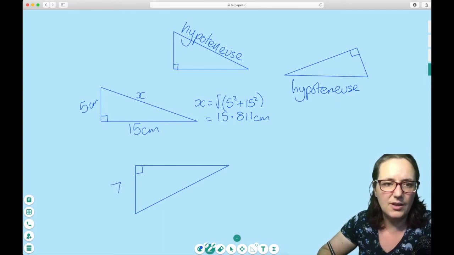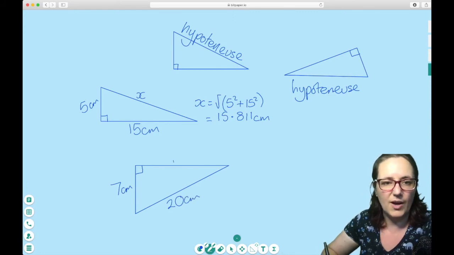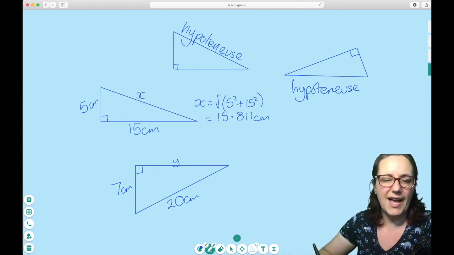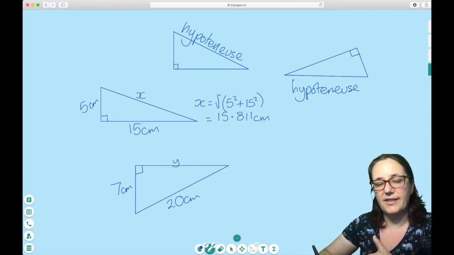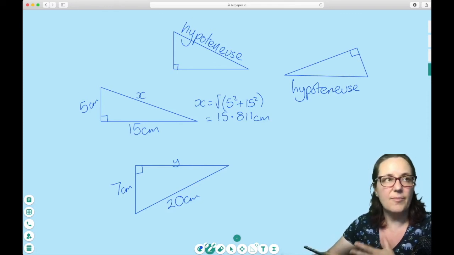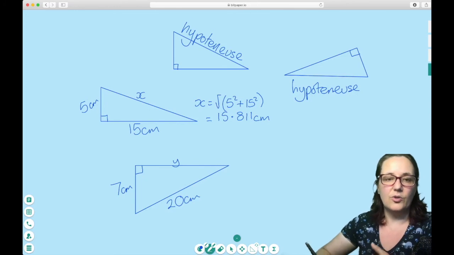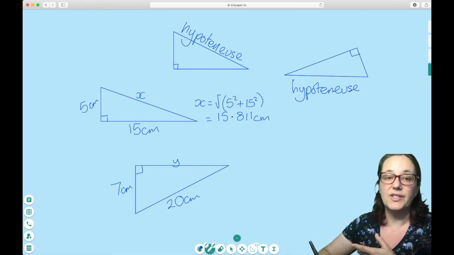So on this one, I'll give you 7 centimetres and 20 centimetres, and we'll find y. So do we want to find the hypotenuse? No, we don't. We know the hypotenuse is 20. So if we were going to add up the two squares on the shorter sides to get the square on the big side, then it makes sense that we're obviously going to subtract if we're going to find one of the smaller ones. So I know that 20 squared, take away 7 squared, will give me the area of the square on the side where y is.